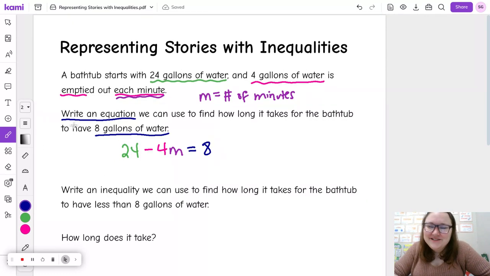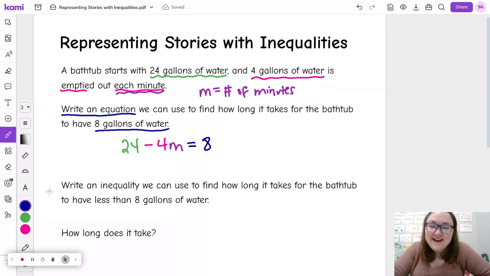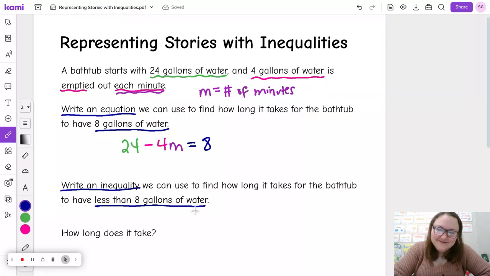Instead of getting a question like this, write an equation we could use to find how long it takes for the bathtub to have 8 gallons of water, we might see a question like this one. Write an inequality we can use to find how long it takes for the bathtub to have less than 8 gallons of water. I underlined the two parts where the question's different. Instead of an equation, we're asked to write an inequality. Knowing that vocabulary is important, because if I see write an inequality, I know I'm not writing an equation. I'm writing something that has one of these symbols in it. And we're looking for an inequality to describe when the bathtub has less than 8 gallons of water.